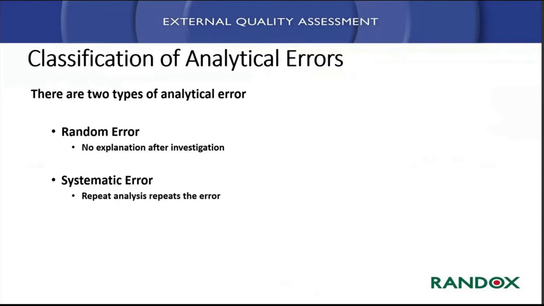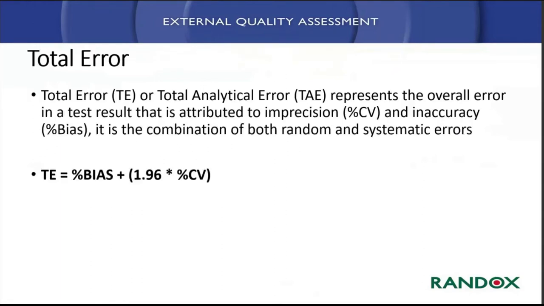Let me explain it slightly further. So whenever we're looking at any measurement, we look at both aspects. We look at the bias of the system and also the precision of the system, or imprecision and inaccuracy, to be more correct. So the formula here, the total error, is a combination of both. It's a combination of your bias and your imprecision.